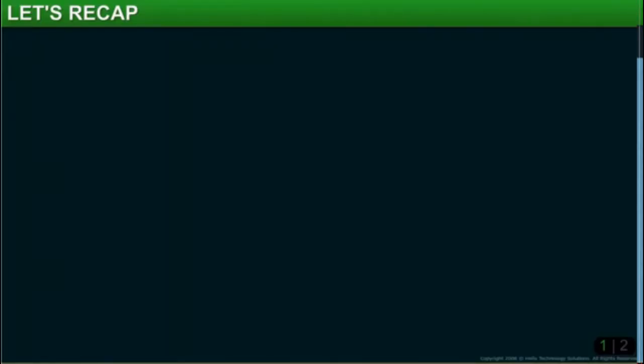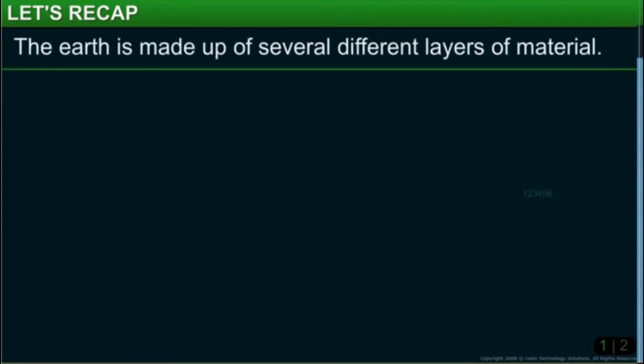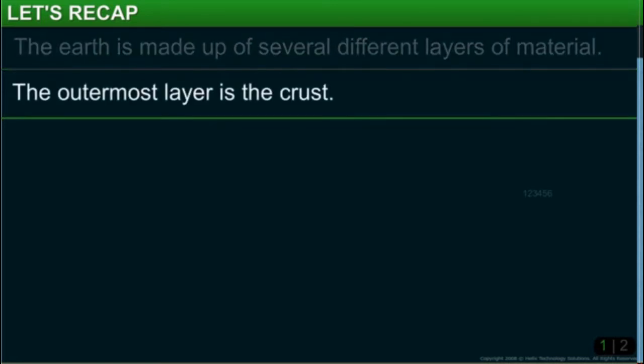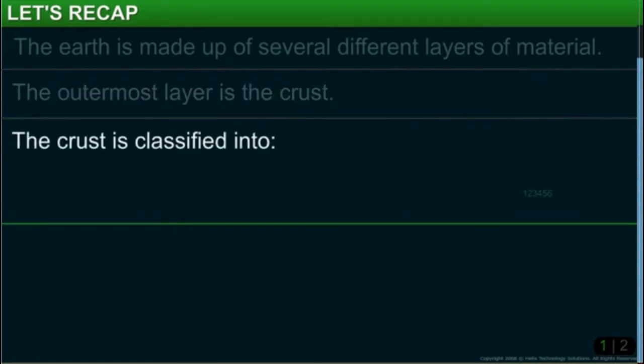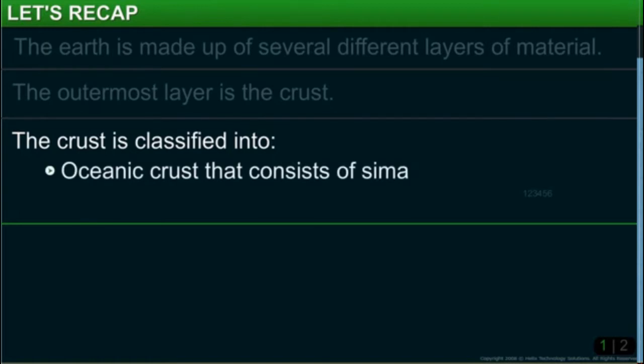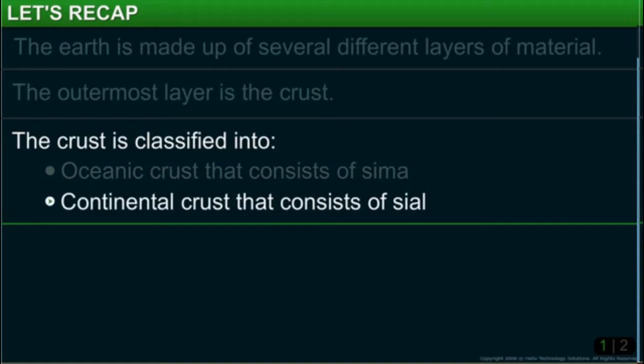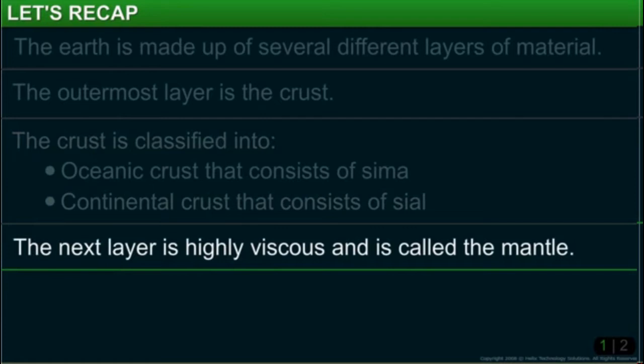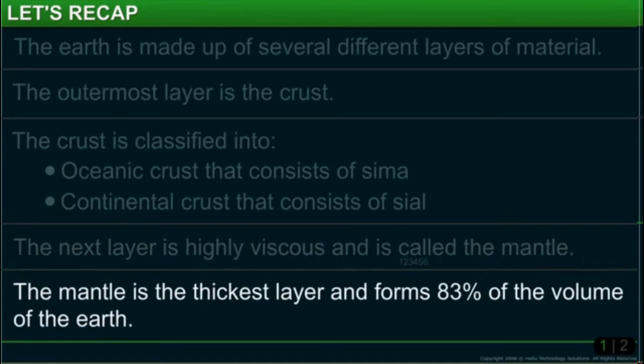In this module, you learn that the earth is made up of several different layers of material. The outermost layer is the crust. The crust is classified into oceanic crust that consists of Sima, continental crust that consists of Sial. The next layer is highly viscous and is called the mantle. The mantle is the thickest layer and forms 83% of the Earth's volume.